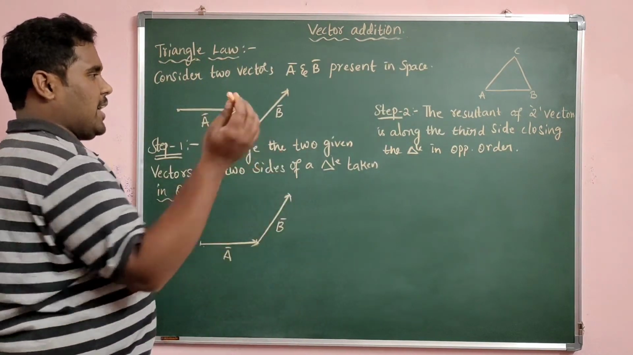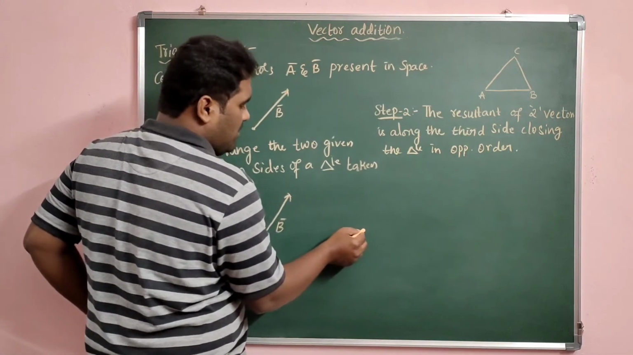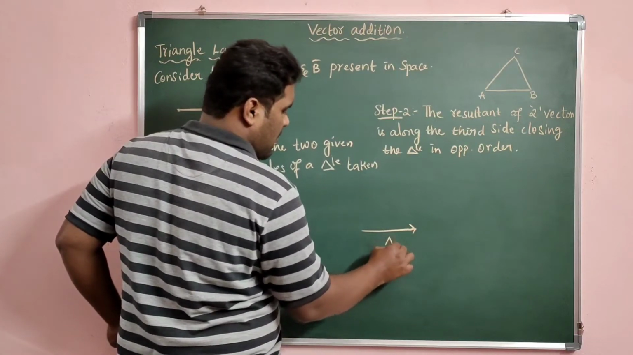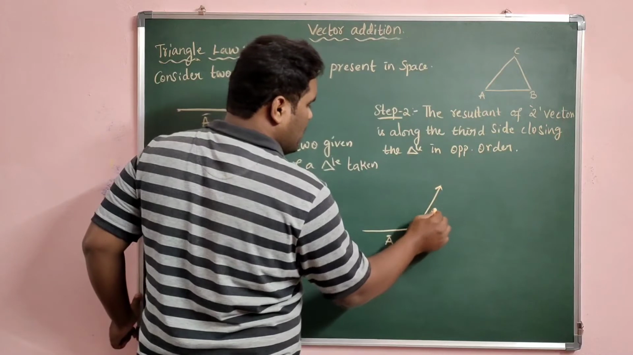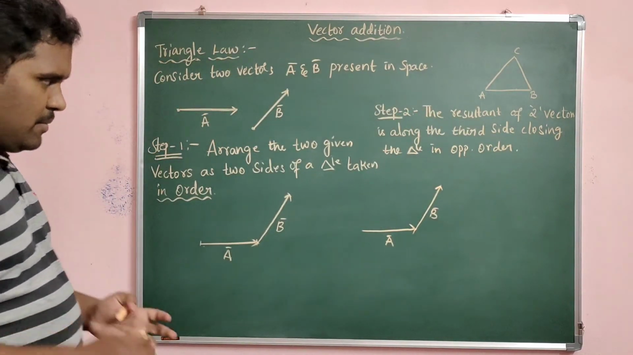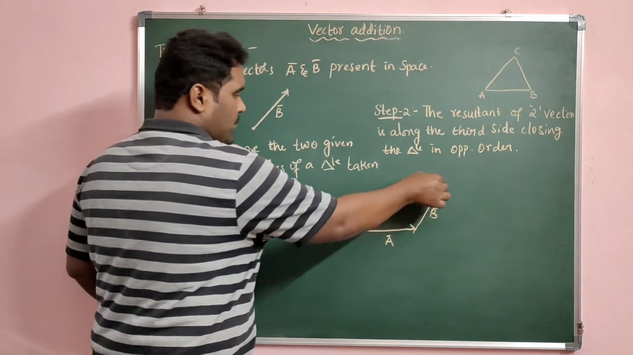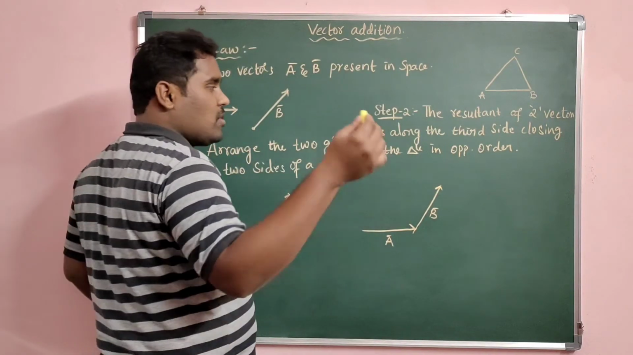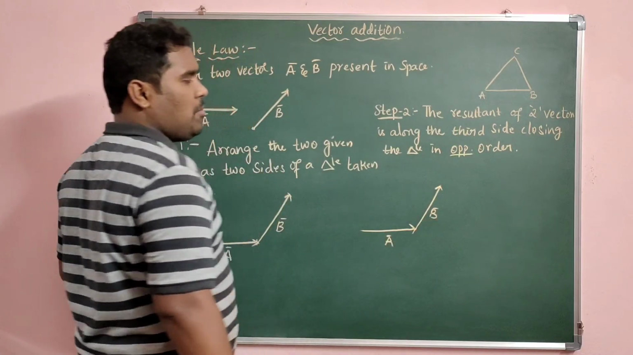So what is your exact diagram? This is your original diagram, right? So I am showing it here. See, this is A bar and this is your B bar. So the resultant of these two vectors is the third side. What will be the third side? This is your third side, and it is closing the triangle, and that closing, how is it there? Opposite order. See here, it is in opposite order.